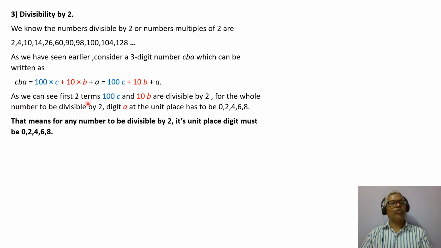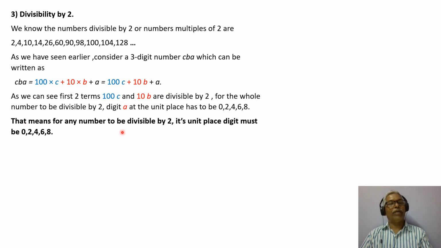As we can see, the first two terms, 100C and 10B, are divisible by 2 because they are multiplied by 100 and 10 respectively. For the whole number to be divisible by 2, A in the unit place has to be 0, 2, 4, 6, 8. Got it? Then this number has to be divisible by 2, and this is divisible by 2 if this is either 0 or 2 or 4 or 6 or 8.